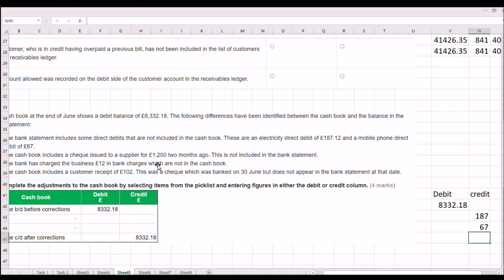And the bank has charged £12 worth of bank charges. Okay, so £12 worth of bank charges going in as well. And the cash book includes a customer receipt, so an outstanding lodgement of £102, so that's going to go in the bank reconciliation.